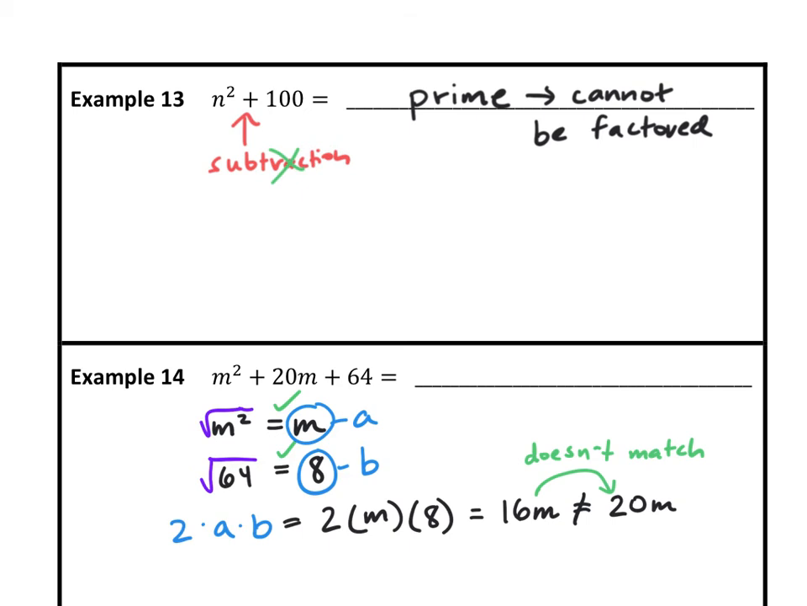Okay, so then it's not a perfect square trinomial. And so we can't use the pattern, we can't use the rule. So if we can't use the rule, we can't factor it. And if we can't factor it, what do we call something that we cannot factor? Prime. So we got the same answer for 13 and 14.